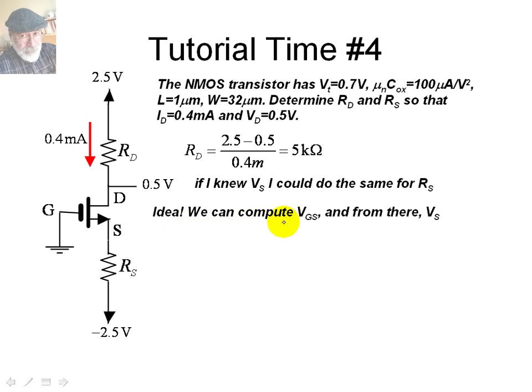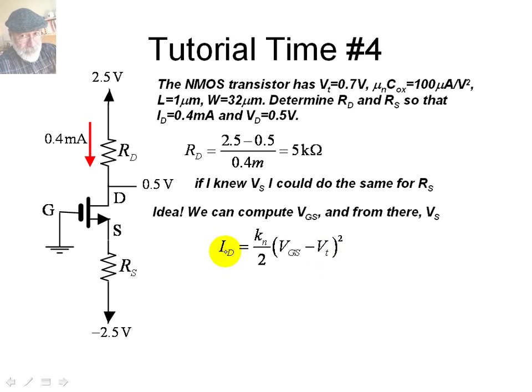We can compute VGS, the gate to source voltage, and from there we can find Vs because Vg is 0, right? How are we going to do that? Well, let's assume that the transistor is in saturation mode. That means that the drain current is given as Kn divided by 2 multiplied by the square of the overdrive voltage.